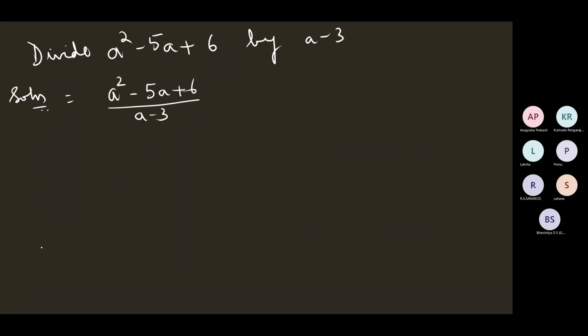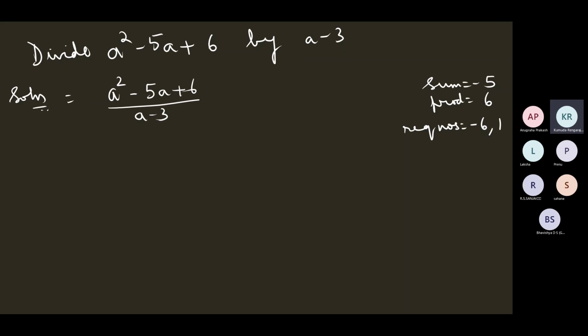Sanjay, what is the sum and product in the numerator? Sum is minus 5, ma'am. Product? 6, ma'am. What are the two numbers which satisfy the sum and the product? Who can tell me the two numbers? Ma'am, A squared minus 6A plus A plus 6. Tell me the two numbers. Minus 6 and plus 1. Are you getting the product, Lakshya? Minus 6 and plus 1 can be minus 5, right, ma'am?